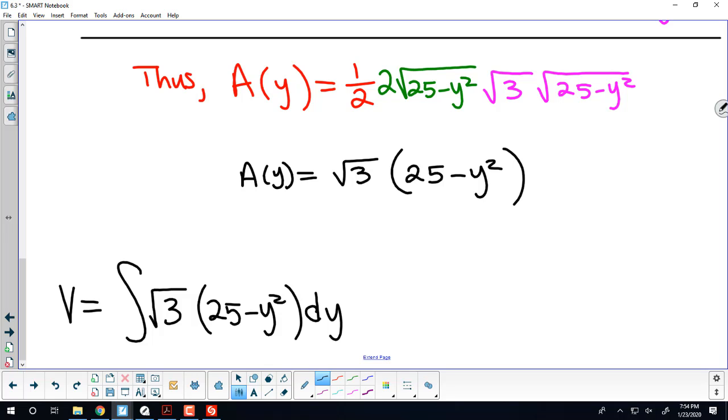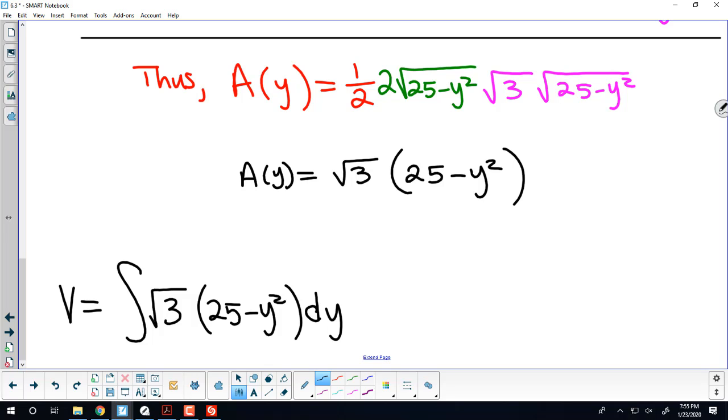How did you get from this messy thing to that? From here to here, you mean? Yeah. So the 1/2 and the 2 are gone. This root times this root is this thing squared. So it takes away that square root. It's good for us because it's a lot easier to integrate now too.